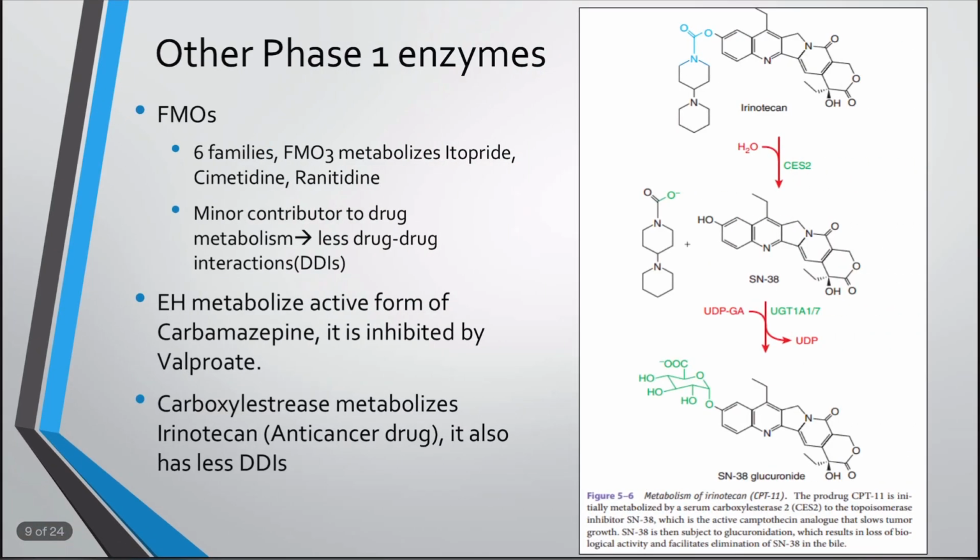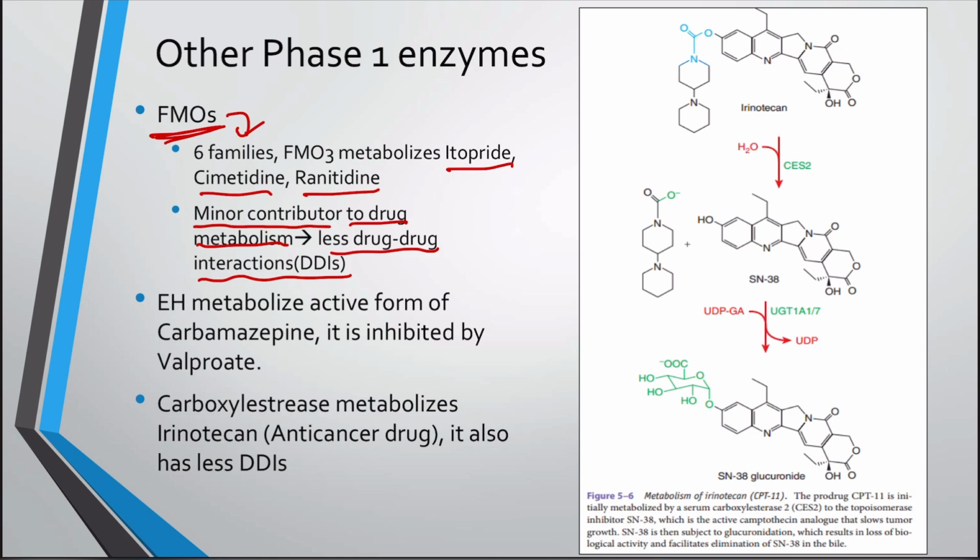Now coming to the other phase 1 enzymes, that is flavin containing monooxygenase. In this we have 6 families. Out of that, FMO3 metabolizes itopride, cimetidine and ranitidine, and it is the one which is abundant in liver. FMOs are considered minor contributors to drug metabolism, and they cause fewer drug-drug interactions, unlike the cytochrome enzymes, because they are not readily inhibited and not readily induced. Next we have the hydrolytic enzymes.